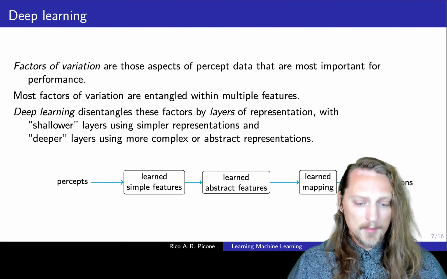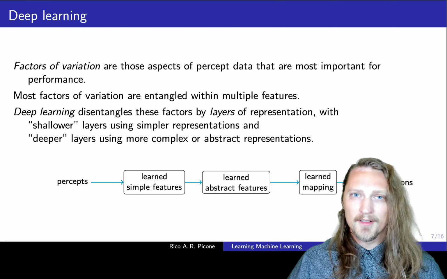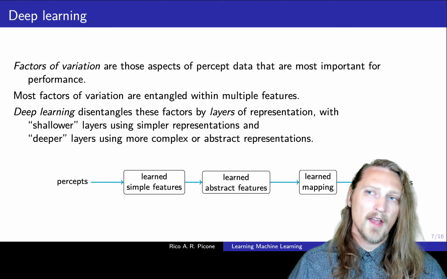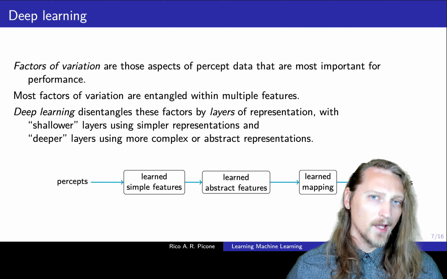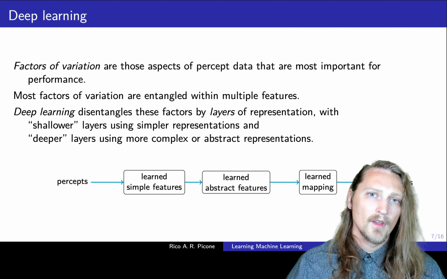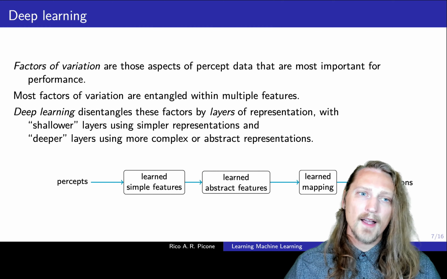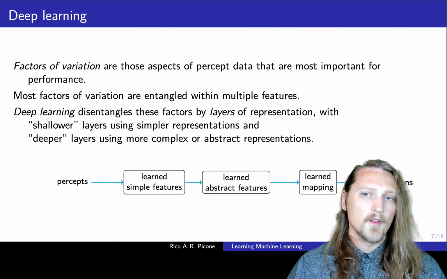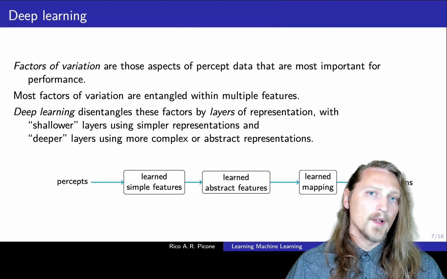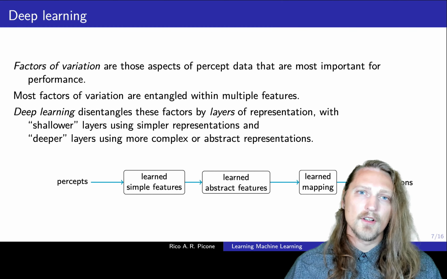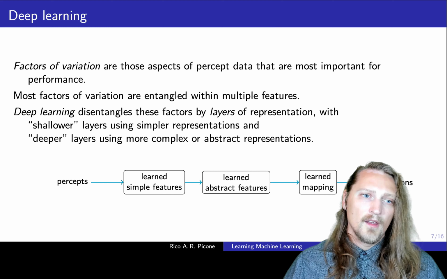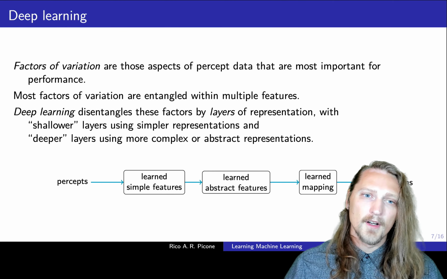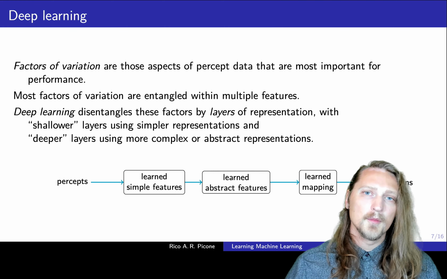And we finally get to deep learning, which is the sexy term that people like to throw around. But it has a specific meaning, and we'll try to explain what that is from a very high level. So the first term to be aware of is factors of variation. And these are those aspects of percept data that are most important for performance. Okay, those are the important features. Or important aspects of the features, I should say. So most factors of variation are entangled within multiple features.